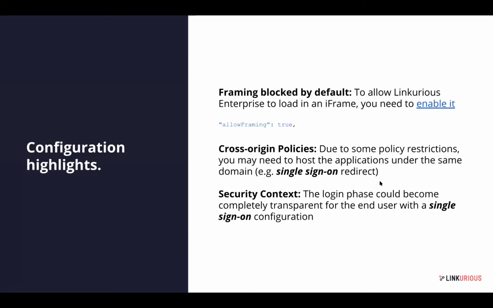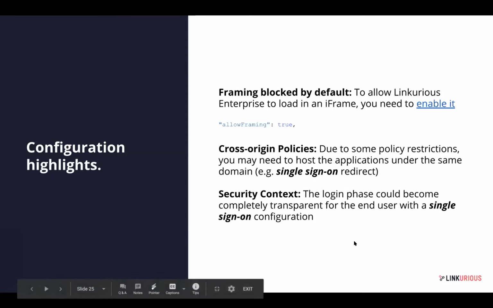Cross-origin policies: since you are going to have an iframe hosted in a different application, you may have some restrictions from the browser, in particular, for example, for the SSO. So typically in this kind of configuration, to avoid these kinds of problems, you can host the application under the same domain or the same subdomain, both your custom application and Linkurious Enterprise. In my case, everything worked properly because I had everything on localhost. About security context, again, I showed it's possible to concatenate the login API.